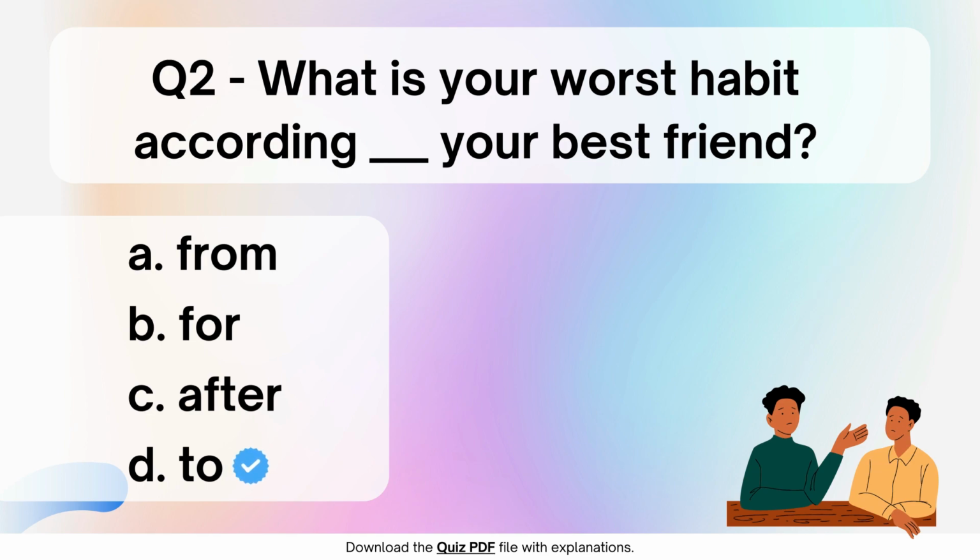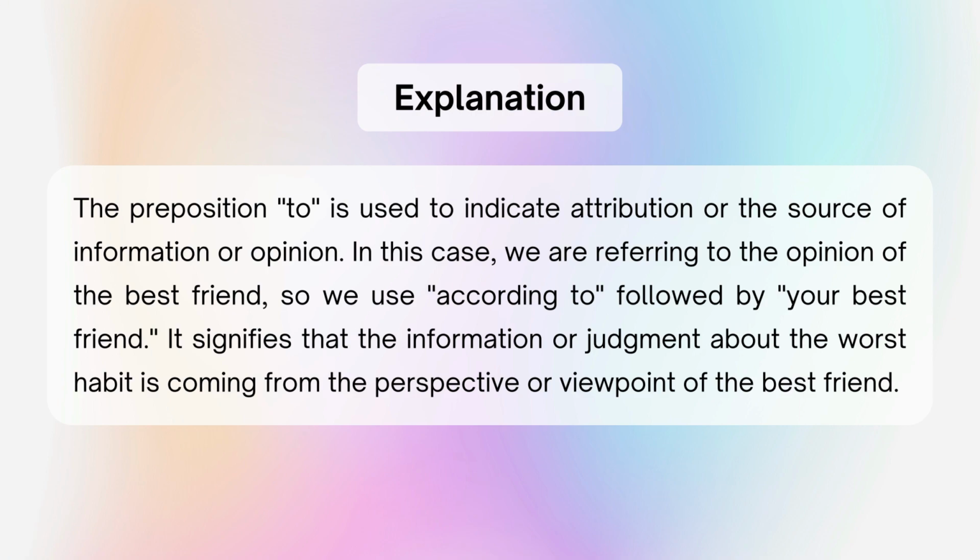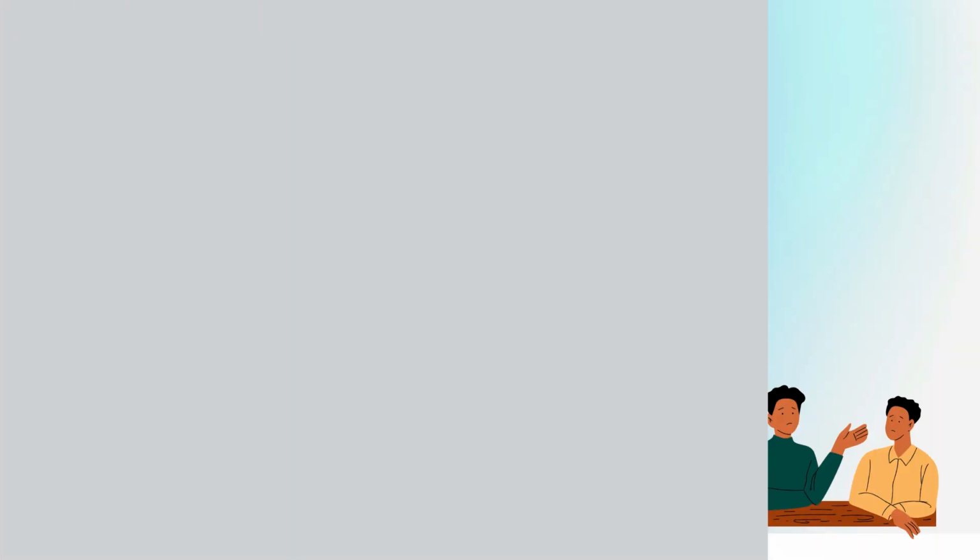What is your worst habit according to your best friend? The preposition "to" is used to indicate attribution, or the source of information or opinion. In this case, we are referring to the opinion of the best friend, so we use "according to" followed by "your best friend." It signifies that the information or judgment about the worst habit is coming from the perspective or viewpoint of the best friend.